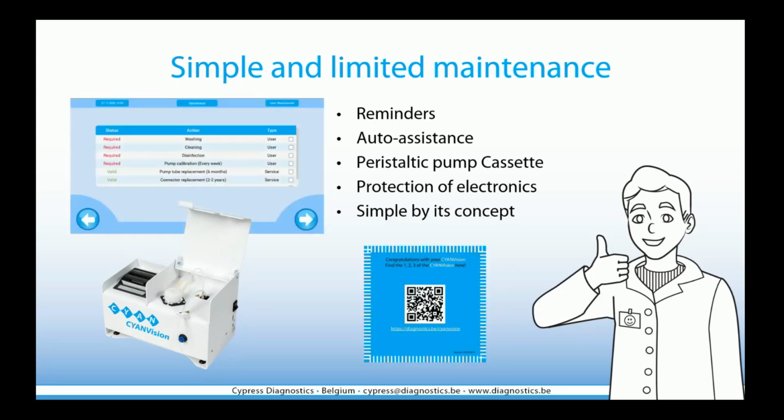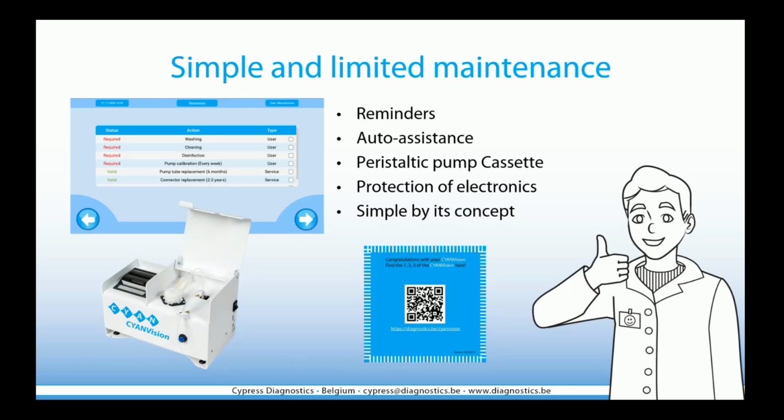The instrument itself has a software, and it will indicate whether something needs to be done. So it indicates whether the pump calibration needs to be done. It indicates whether there's a pump tube replacement that needs to be done. It also indicates when you need to replace the connectors. There is a reminder system, so you will have a pop-up. You do not need to do it immediately.